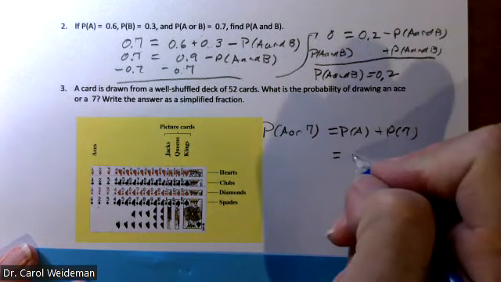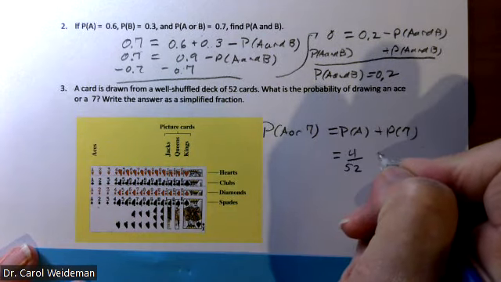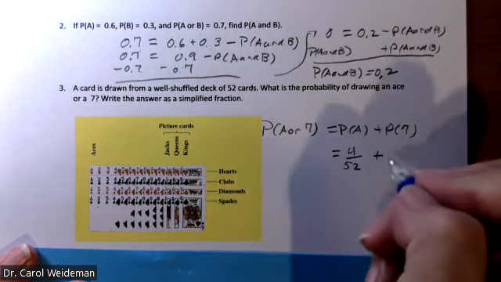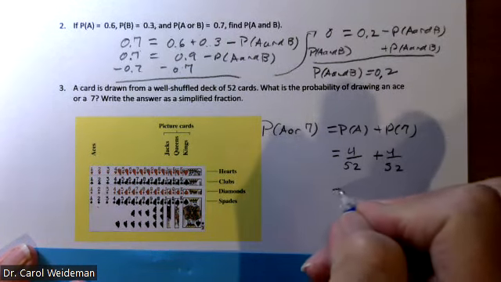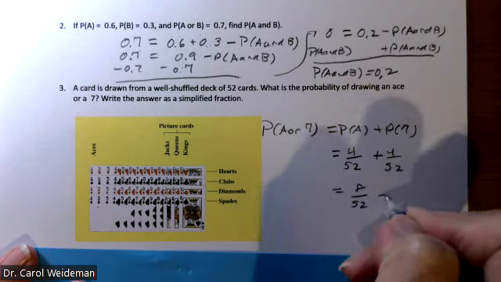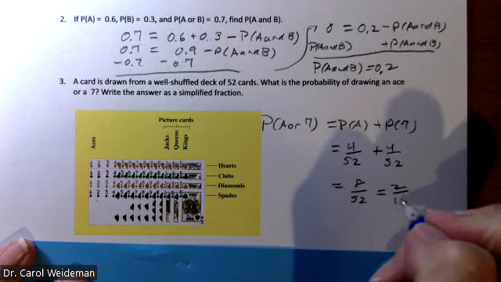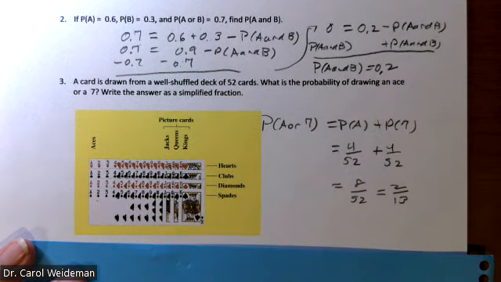Okay, so how many aces are in the deck? 4. Remember, there's 52 cards in that poker deck. And how many sevens? There's also 4. So we have 8 out of 52. And if we divide that numerator and denominator by 4, we get 2 out of 13.